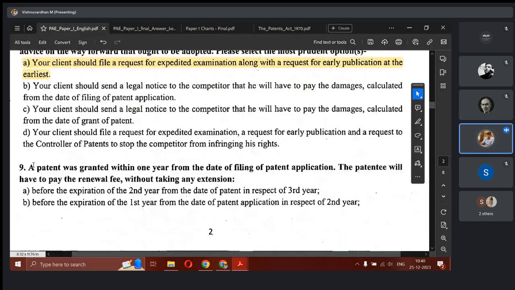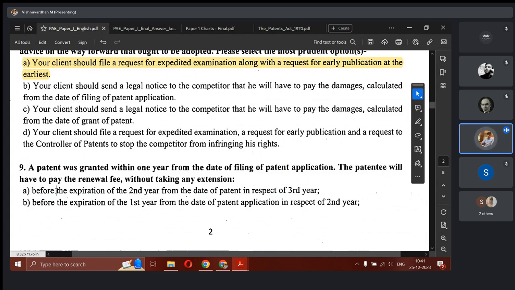Then ninth one. A patent was granted within 1 year from the date of filing the patent application. Cool. So it was like super fast. Like the publication has happened, the examination happened, FER has been responded to, everything has happened within 1 year. The patentee will have to pay the renewal fee without taking any extension before the expiration of the second year from the date of the patent in respect of the third year. Option 1 is already correct. Okay, so the patent is valid for 20 years, correct? So for the first 2 years you don't pay any renewal fee. All that renewal fee you've automatically paid by virtue of you filing the application, because when you file the application you have to pay fee, right?